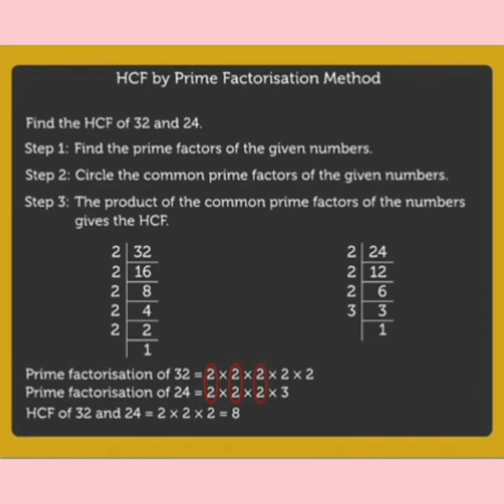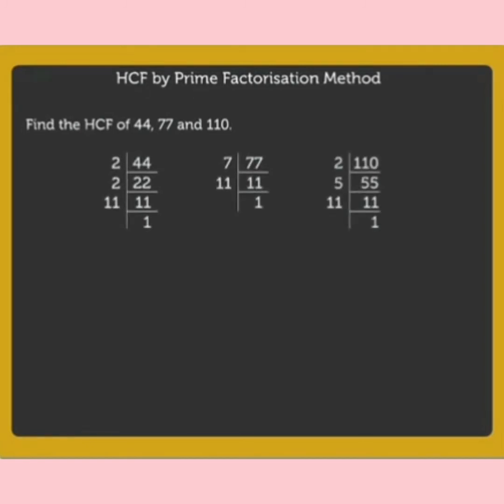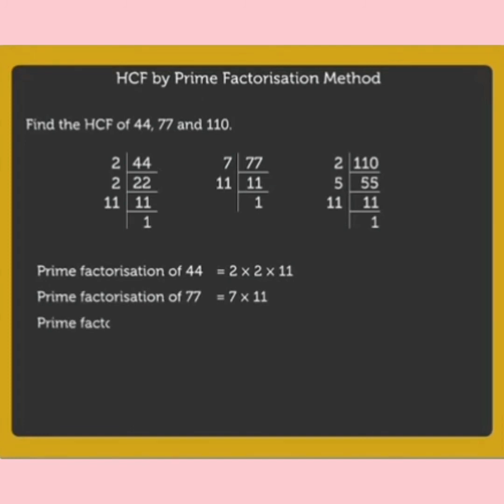Let us take another example. Find the HCF of 44, 77 and 110. First, we find the prime factorization of all these numbers individually. We get the prime factorization of 44 as 2 into 2 into 11, 77 as 7 into 11 and 110 as 2 into 5 into 11.